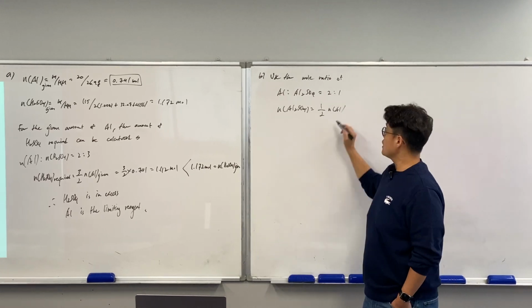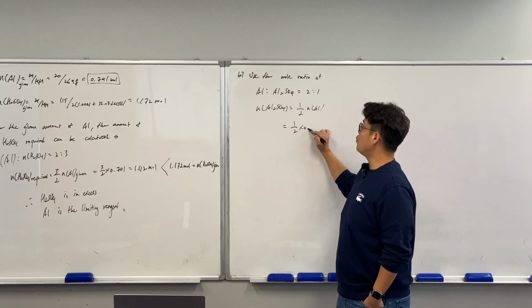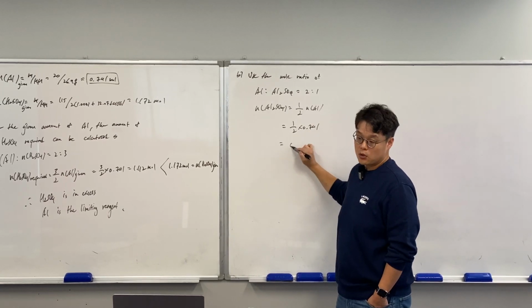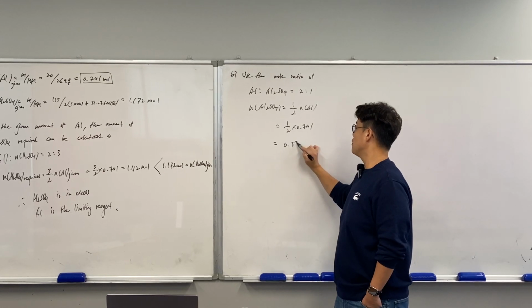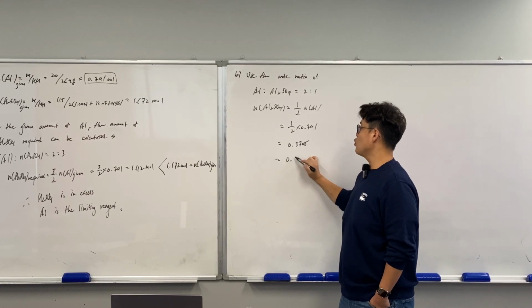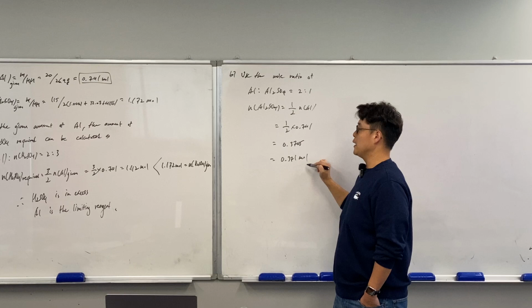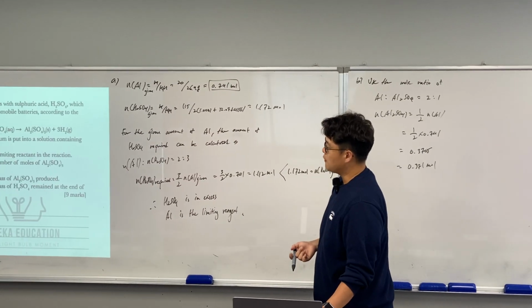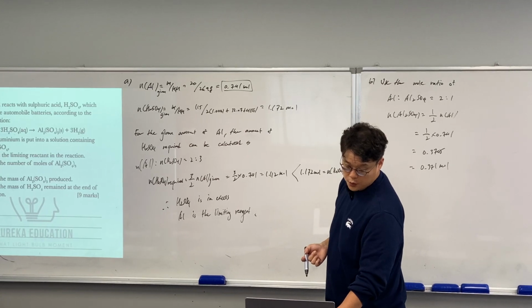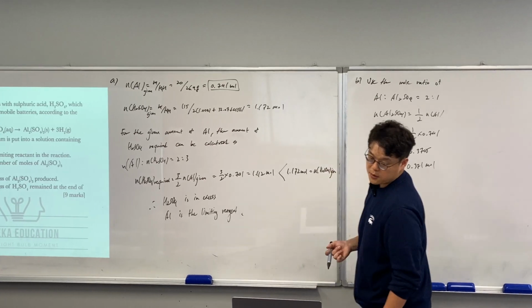Make sense? Okay, so that is the same as what? Half of the 0.741. That's giving you 0.3705. In 3 sig figs, 0.371 mole. I just try to get to 3 sig figs all the time in case of this. Next one, C. Calculate the mass of the aluminium sulfate produced.